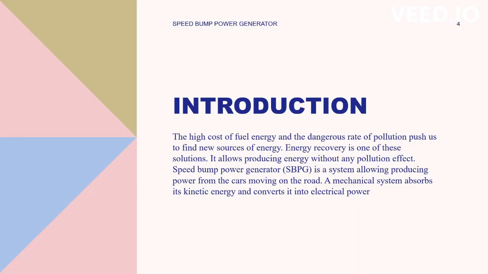For the introduction, the high cost of fuel energy and the dangerous rate of pollution push us to find new sources of energy. Energy recovery is one of these solutions. It allows producing energy without any pollution effects. Speed bump power generator (SBPG) is a system allowing producing power from the car moving on the road. A mechanical system absorbs its kinetic energy and converts it into electrical power.